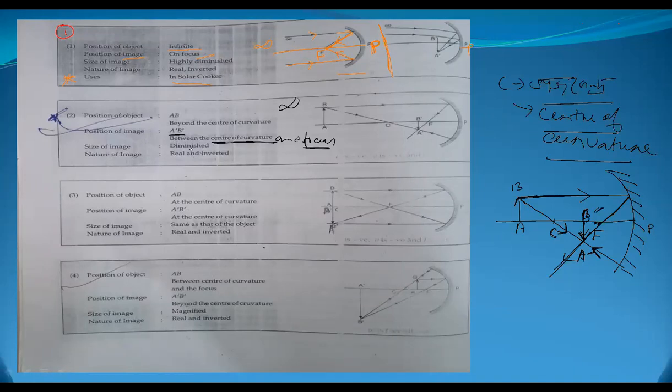Size of the image is diminished, that means smaller. Then nature is real and inverted. Real means actual, inverted means upside down. Real and inverted image.